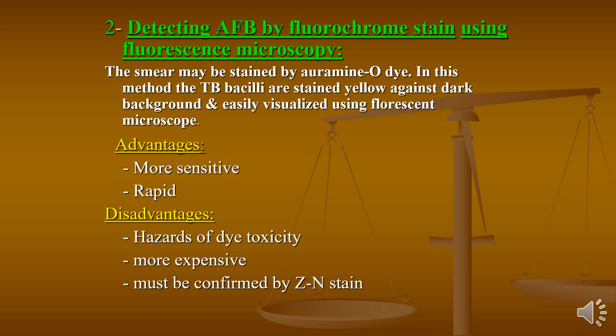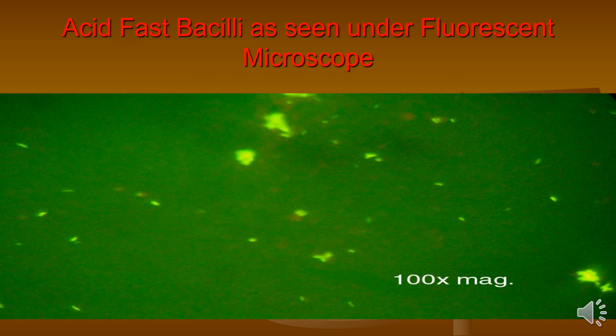Second, by using fluorescence microscopy. The smear may be stained with auramine dye. In this method, TB bacilli are stained yellow against a dark background and easily visualized using a fluorescent microscope. The advantages are that it is more sensitive and rapid. The disadvantage is toxicity. The dye which we use, auramine, is a toxic drug. It is more expensive and should be confirmed by ZN stain. So anyway, you have to confirm it using ZN stain even if you stain using fluorescent microscope. This picture depicts the fluorescent microscope. The yellow curved structures are the bacilli. Understood?